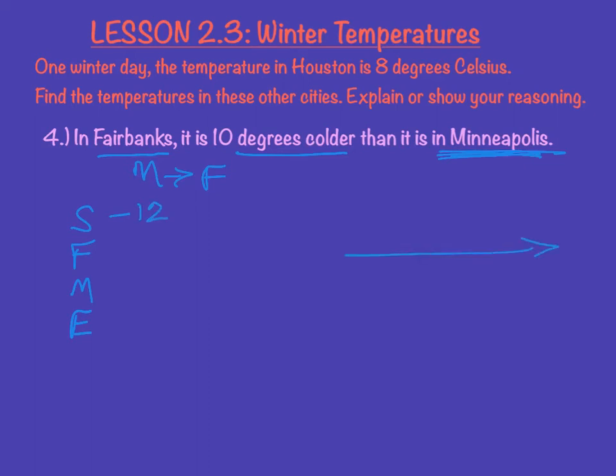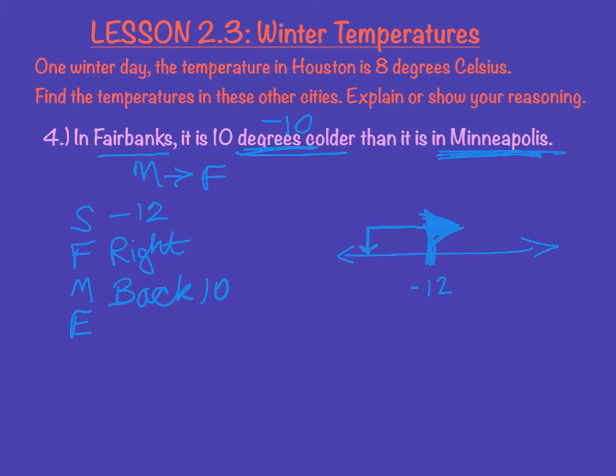I'm going to make my number line. Put my -12 in the middle, because that's where I'm starting. And I know I'm facing to the right because I'm adding. Ten degrees colder tells me it's negative 10. Negative means I move back. I'm moving back 10, away from the place I'm facing, and I stop.